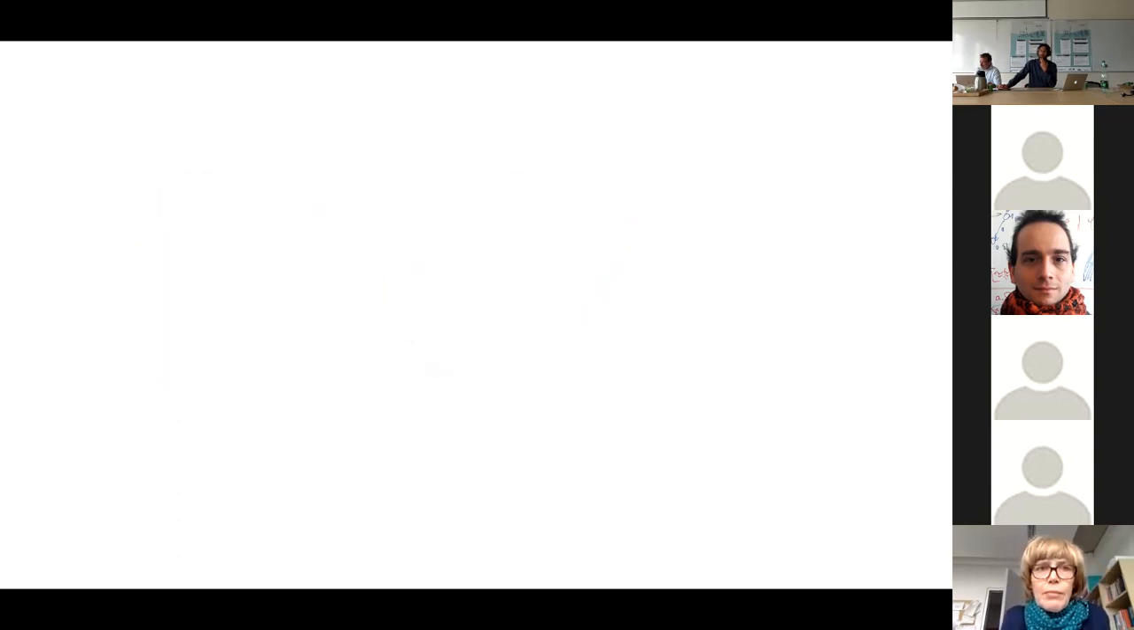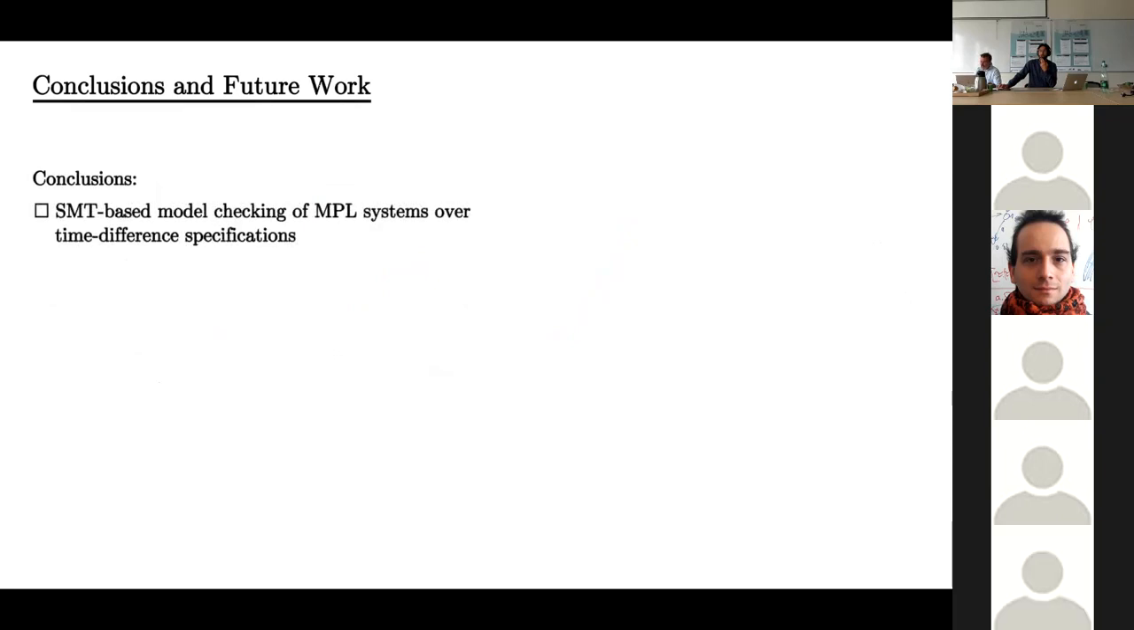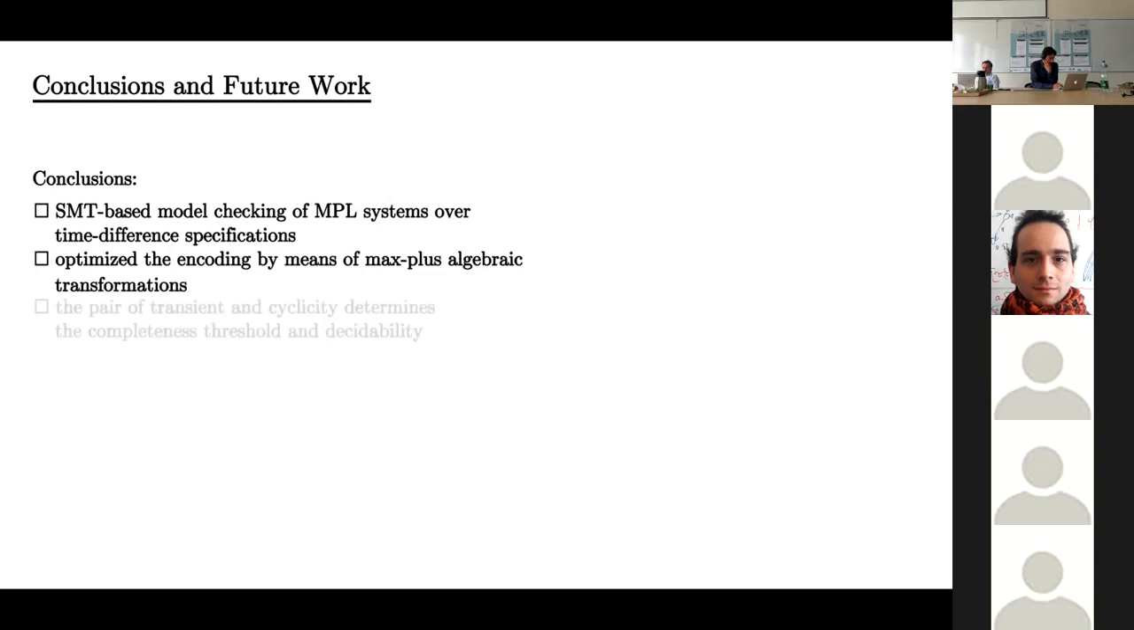To summarize this presentation, I will mention the main points. In our work, we have developed a novel SMT-based model checking of MPL systems over time-difference specifications. They are proven to be more efficient than the existing abstraction-based algorithm and also an alternative approach using NuXmv. This advancement is mainly because the SMT-based algorithm can be optimized via max-plus algebraic transformation. We also proved that the SMT-based algorithm is complete, where the completeness threshold is related to the pair of transient and cyclicity.